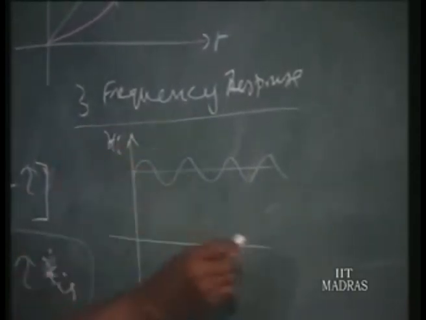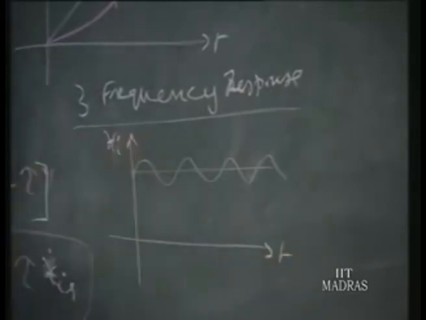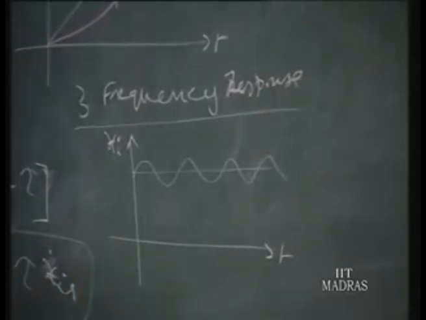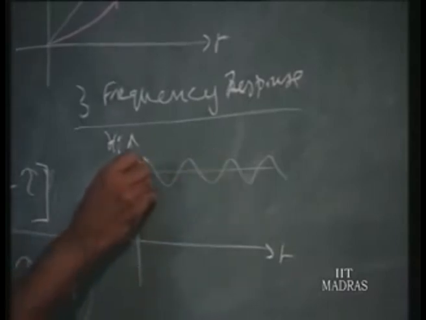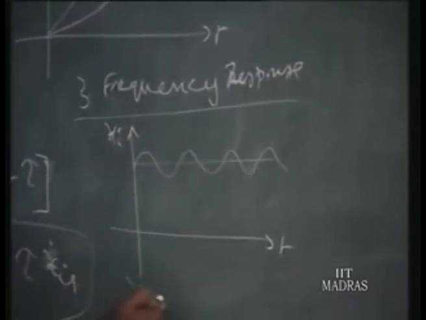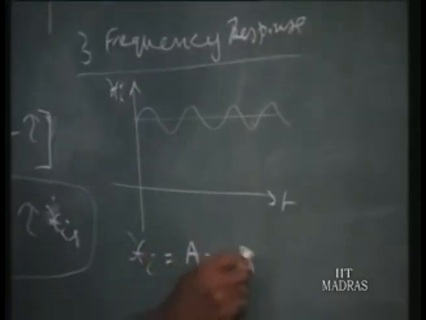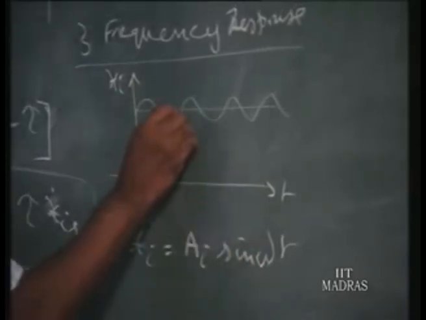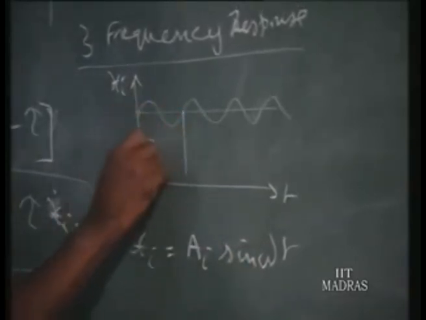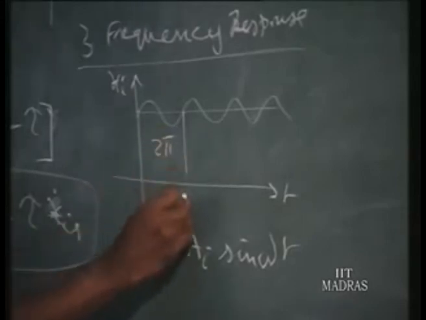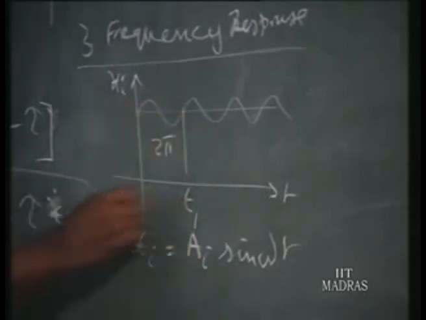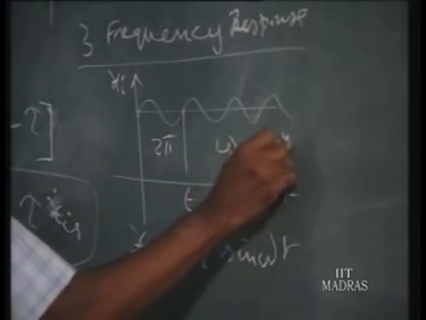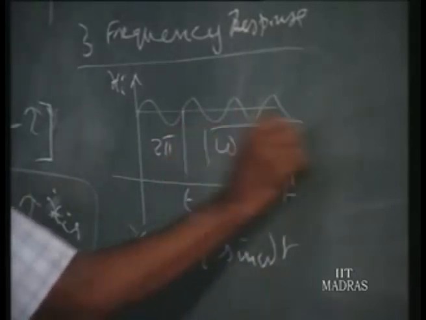Suppose this is xi and this is time. If such a type of signal is given to this instrument, how is the instrument going to give the output? For that, if it is sinusoidal in nature, you can write this signal as xi equal to Ai sin omega t. In this form, you can write this variation. Omega: this is 0 to 2 pi, one full cycle. So for one full cycle t1, omega in this case is equal to 2 pi by t1. That is your omega in this variation.